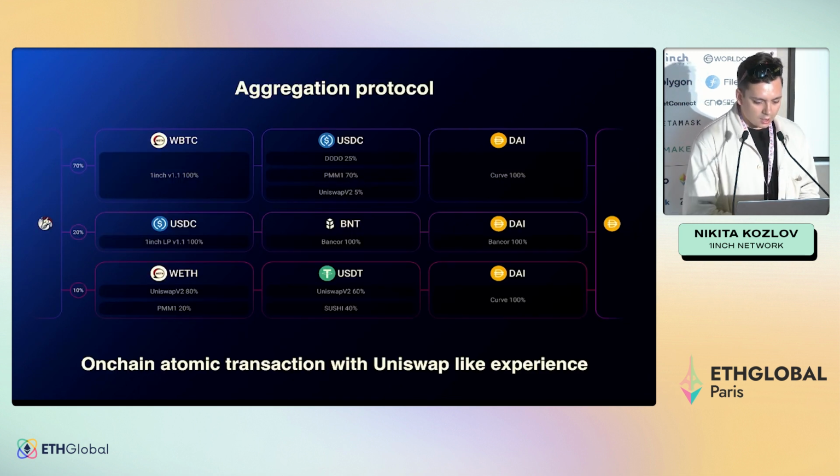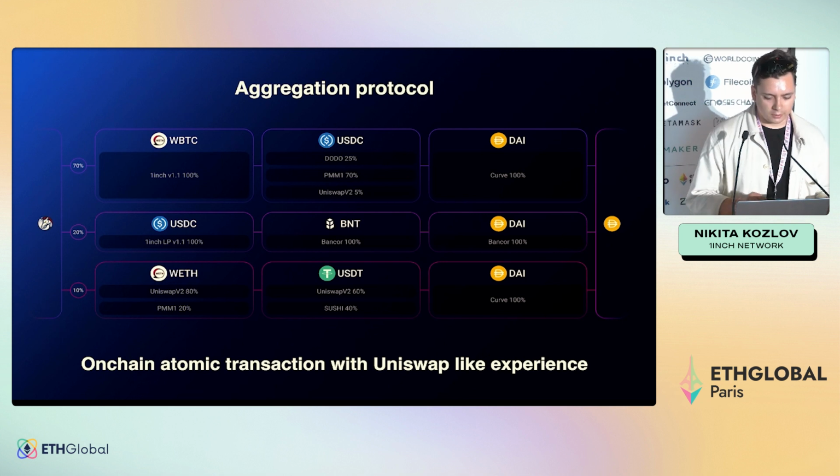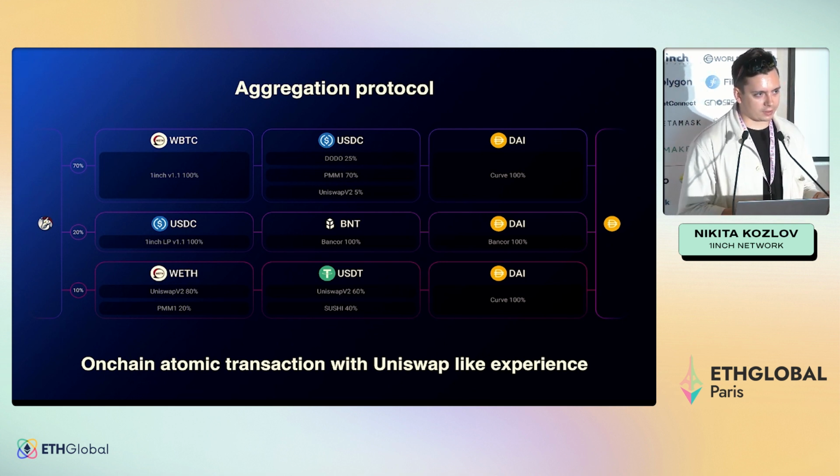So let's recap what the OneInch Aggregation protocol is. Basically, it allows you to have a Uniswap-like experience, but with a bit better rate, because we are trying to aggregate liquidity across multiple DEXs, not only Uniswap, but across DEXs like Curve, Balancer, and about 70 more.